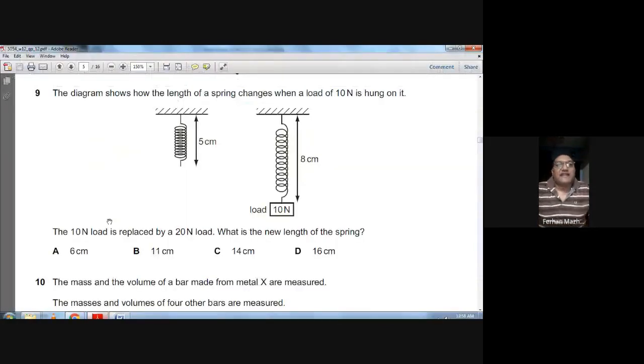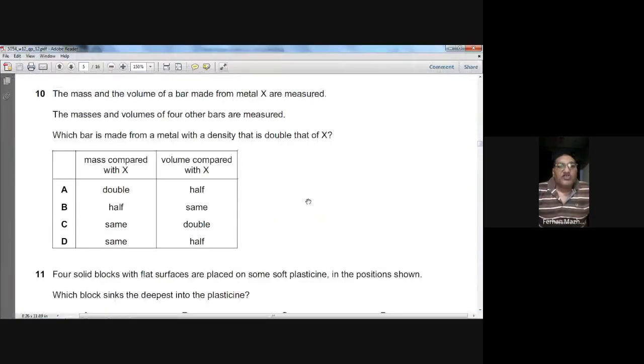Question number 10 is on your screen. The mass and the volume of a bar made from metal X are measured. The masses and the volumes of 4 other bars are measured. Which bar is made from a metal with a density that is double that of X?